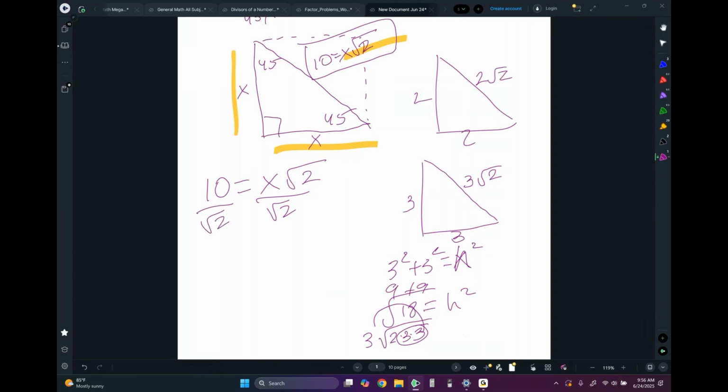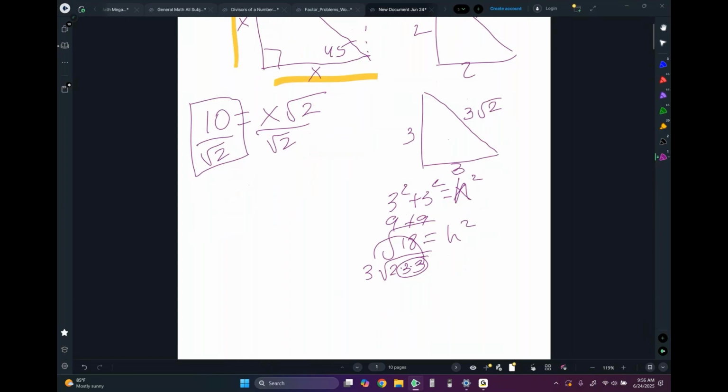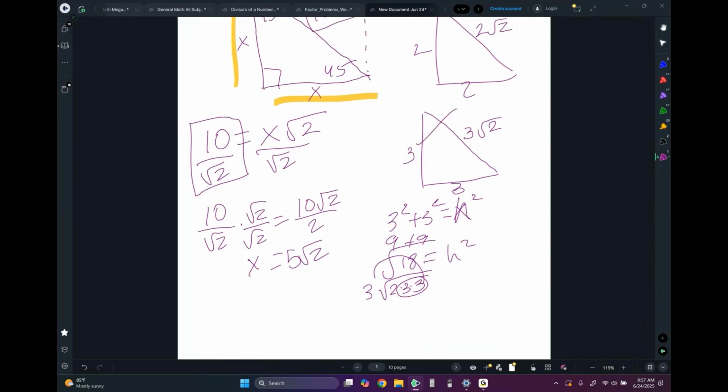Okay, now we're down to what we just did a few minutes ago, right? 10 over root 2 equals x. We're going to multiply by root 2 over root 2, right? And what do we end up with? 10 root 2 over 2, which is what x is. But what is 10 over 2 really? 5 root 2. That's our answer. That's what x is. All right, next person.